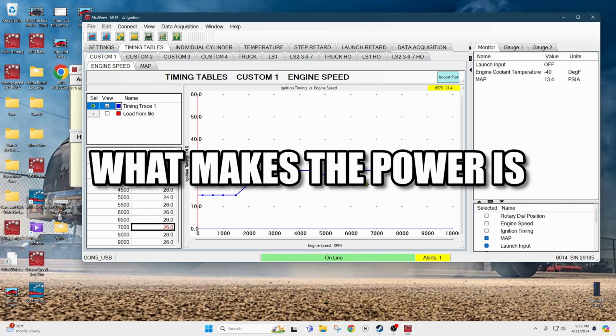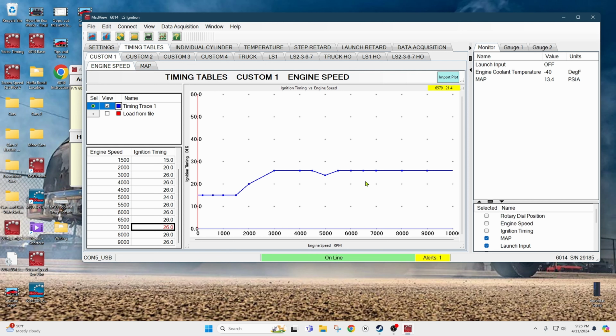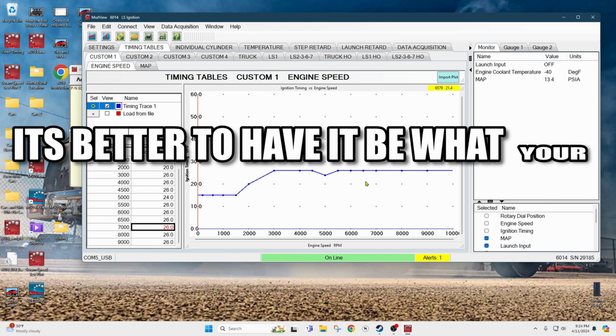What makes the power is what your motor wants the most. You give it that and you're going to have good success, and then you've got a basic number to start pulling timing from or calculating from. It's really simple. It doesn't take a lot of time.